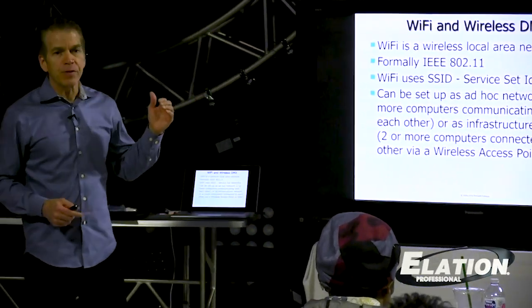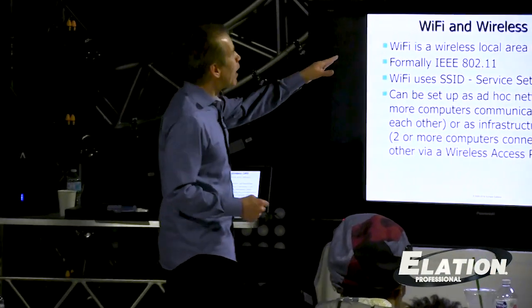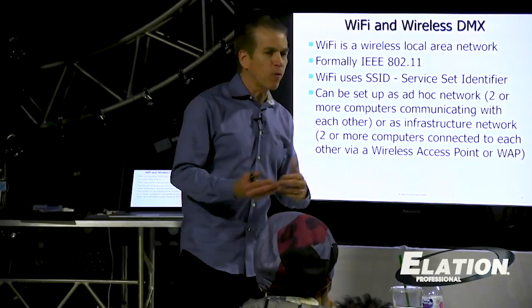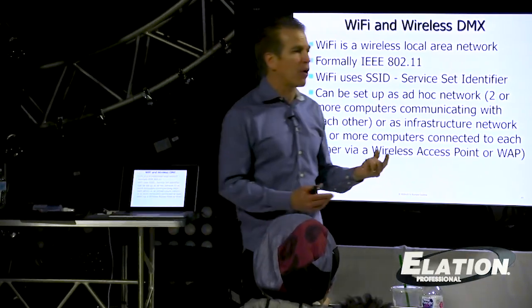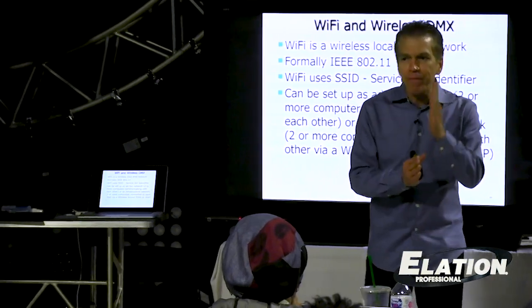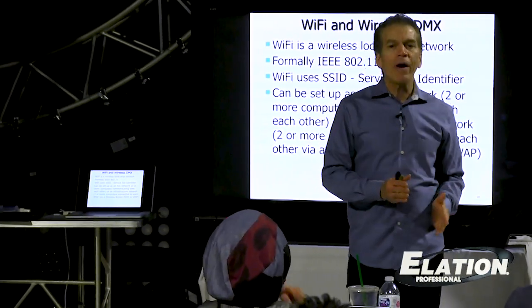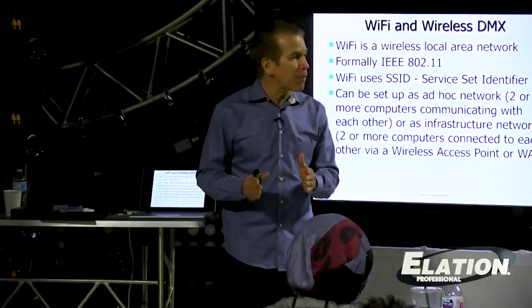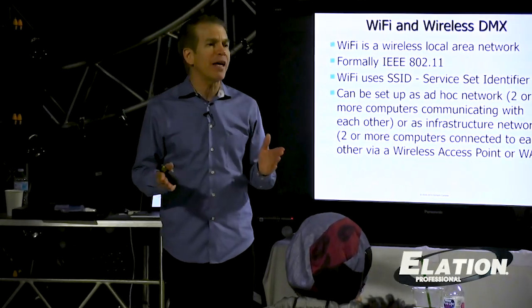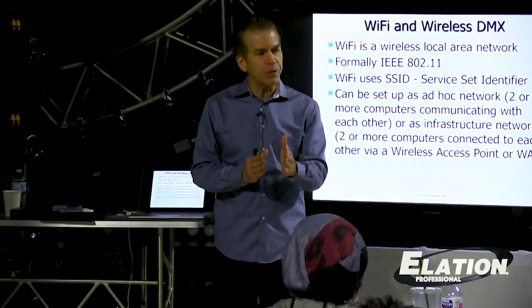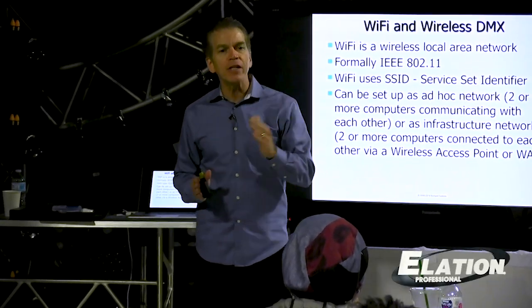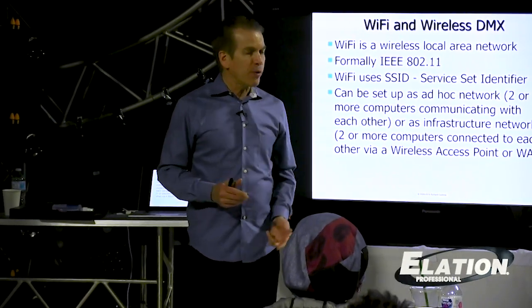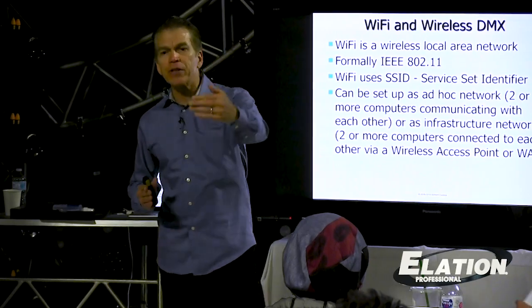So wireless DMX is very similar to Wi-Fi, except there are some advantages to using wireless DMX over Wi-Fi. The 3 main advantages are that commercial Wi-Fi is a fixed frequency transmission, whereas most wireless DMX uses adaptive frequency hopping spread spectrum technology, which means that instead of just transmitting on a single channel, it's constantly changing the channel that it's transmitting on 1,000 times per second. So that way you have a much better chance of getting the signal through.